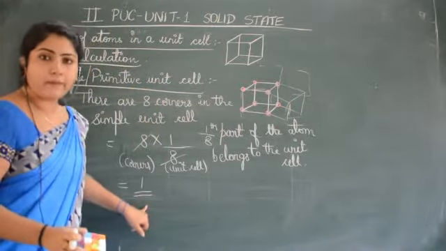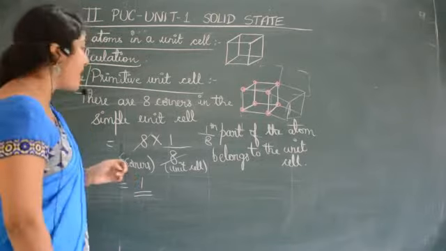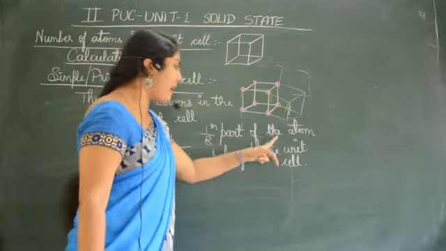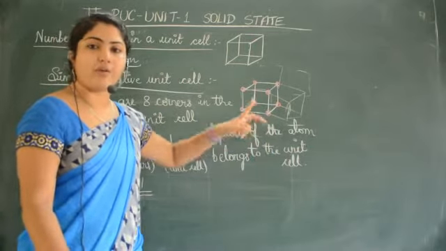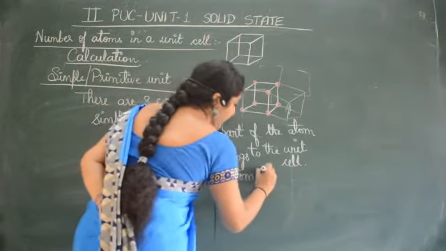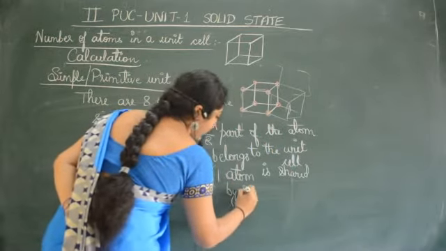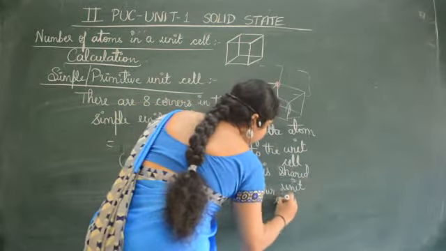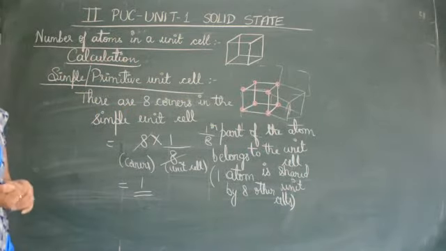Very, very important. They will ask you to calculate the number of atoms in a simple unit cell. So you will write there are 8 corners in the simple unit cell, and in a simple unit cell 1 by 8 part of the atom belongs to the unit cell. That means one atom is shared by 8 other unit cells. That is what you have to write: one atom is shared by 8 other unit cells. Then you get the number of atoms as 1.